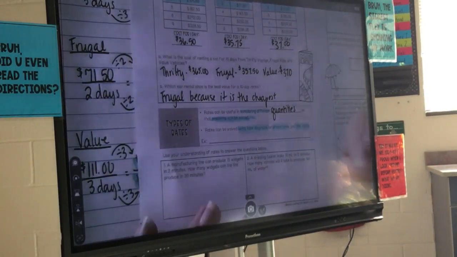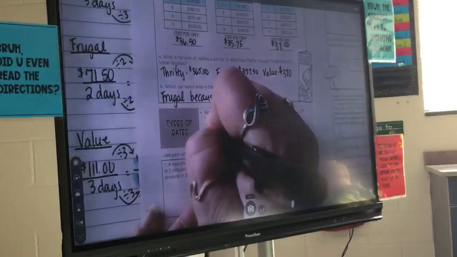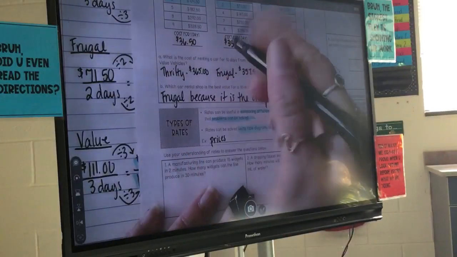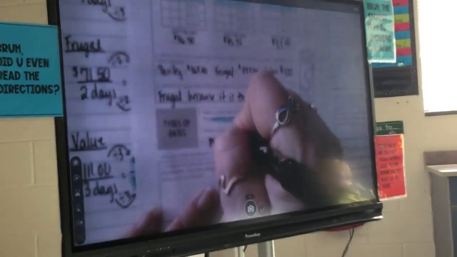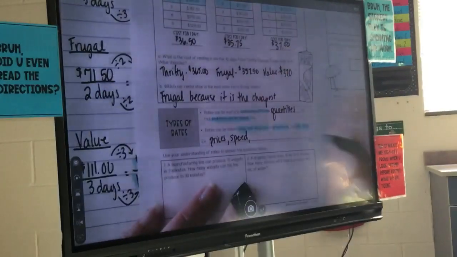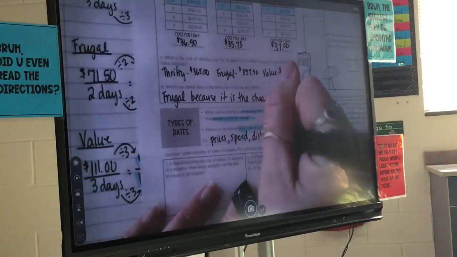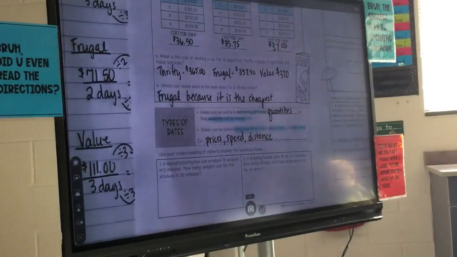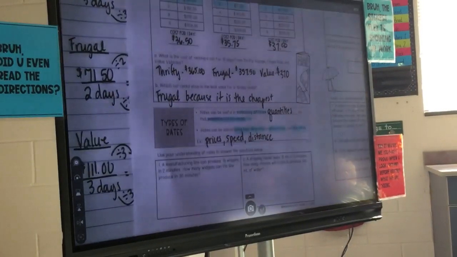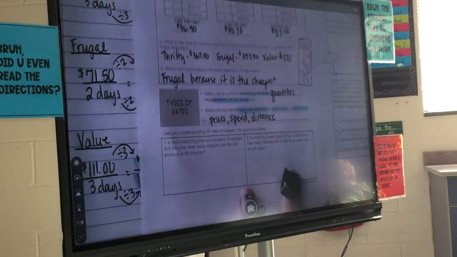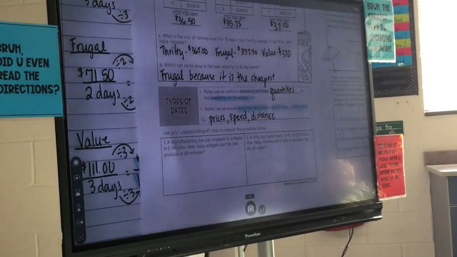A couple different examples of these would be talking about the price of something, which we just did, talking about the speed of something, talking about the distance. Those are examples of how we're going to compare different unit rates. Does that make sense? Yes, no? Possibly, maybe? Okay.